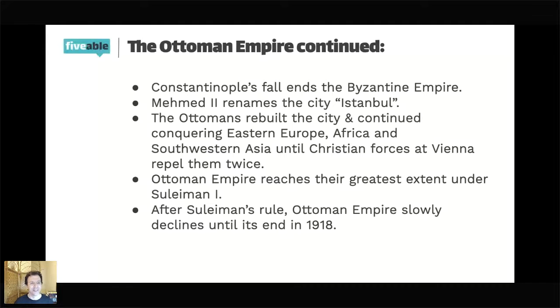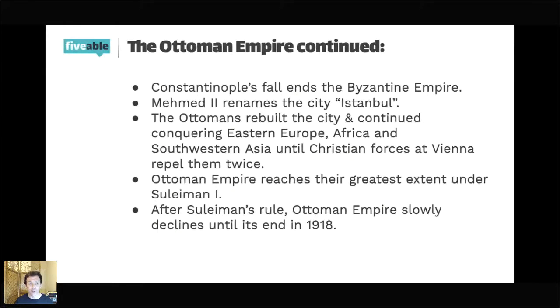The Ottomans rebuilt the city, continued conquering Eastern Europe, Africa, and Southwest Asia until Christian forces at Vienna stopped the Ottoman attacks twice. Once this happens, that's as far into Eastern Europe as they go. Now, the Ottoman Empire is going to reach its greatest height under Suleiman I. And Suleiman I is going to bring architecture, great arts, public works projects all through the Ottoman Empire.